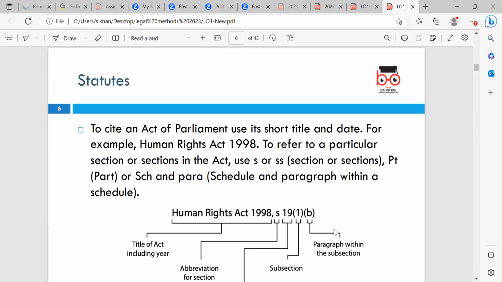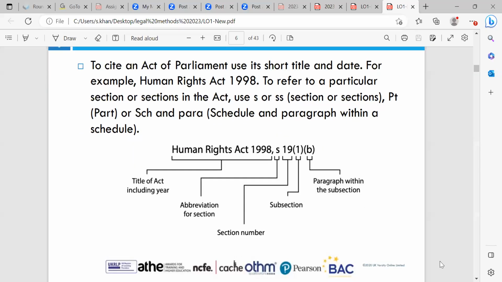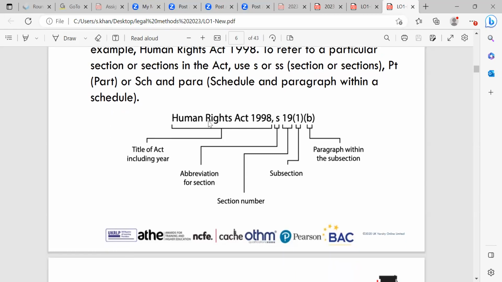To cite an Act of Parliament, use its short title and date, for example, the Human Rights Act 1998. To refer to a particular section in the Act, you use s for section or ss for sections, and part or schedule and paragraph within a section. So you've got the Human Rights Act, section 19, paragraph 1B. The first bit of it is the title of the Act.